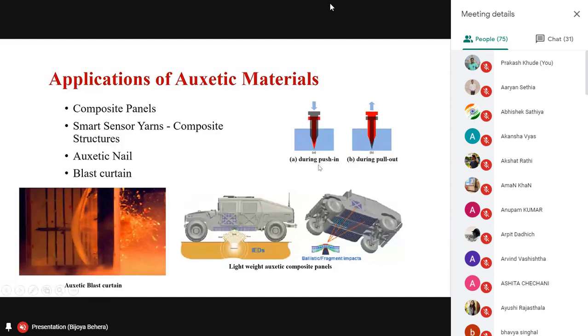So during push in and push out, because it expands when pushed in, because of the force, it grips the nail. This is a lightweight auxetic composite panel, which is given at the bottom of this vehicle. So these are normally military vehicles.